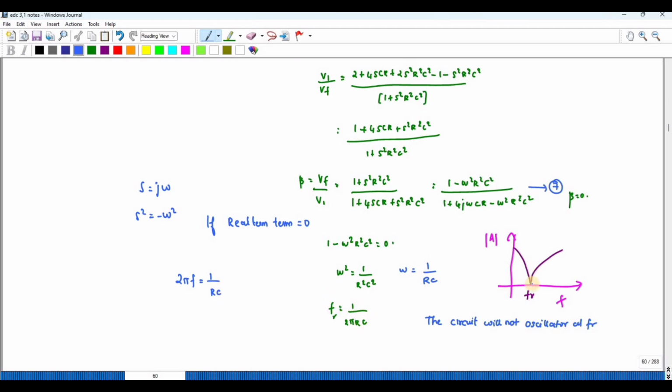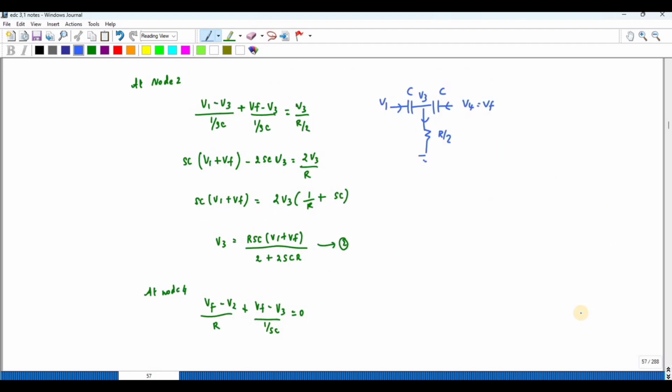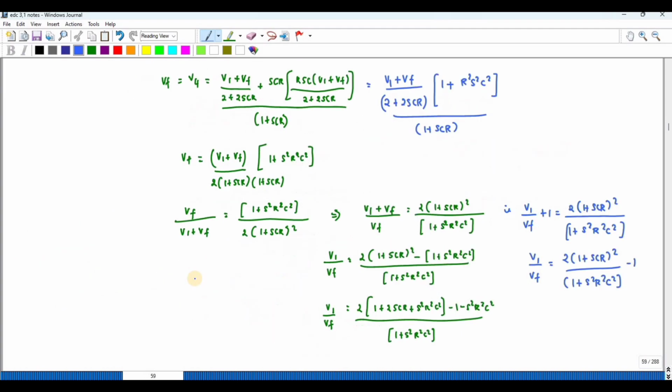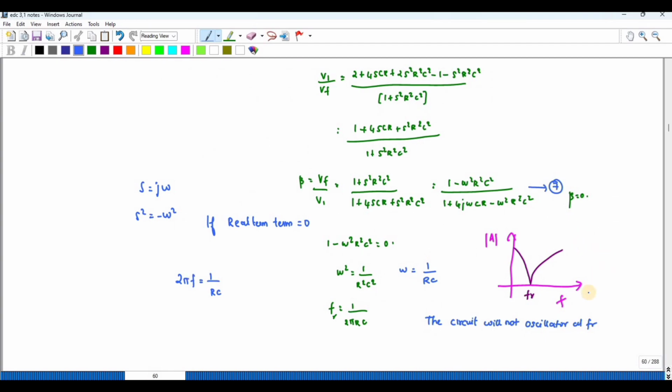So this is how the signal looks. This is nothing but a band stop filter. This is your low pass filter and this is your high pass filter. Here the circuit will not oscillate at fr, since we have employed negative feedback. You can see this twin-T network is connected to the negative input terminal, and the output is connected in this way. Since we have employed a negative feedback, the circuit will not oscillate at fr.